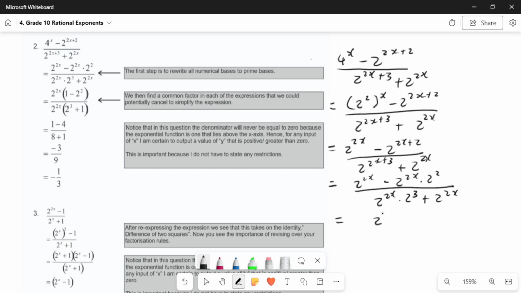So therefore, we'll have 2 to the power 2x into 1 minus 2 to the power 2 all over 2 to the power 2x into 2 to the power 3 plus 1. This and this will cancel. So therefore, we are left with 1 minus 2 to the power 2, which gives us minus 3. And 2 to the power 3 is what? 8, plus 1 is 9. So therefore, we're left with minus 1 over 3. Exactly as we solved it here.